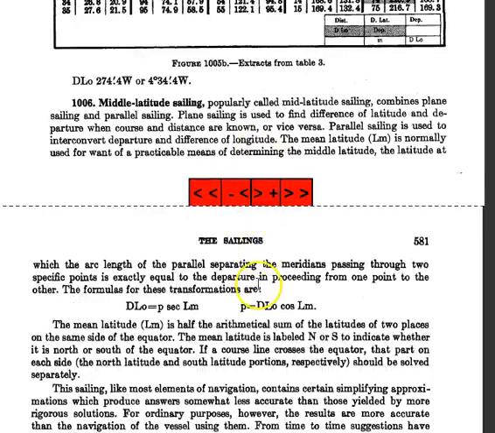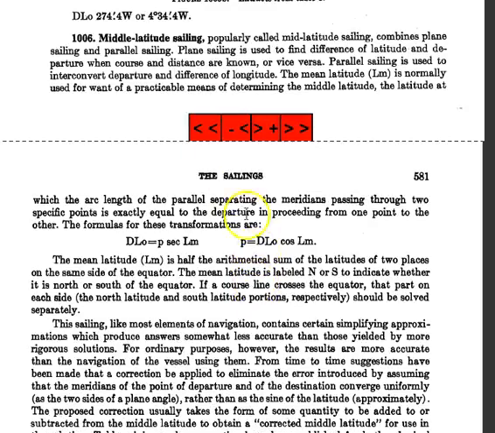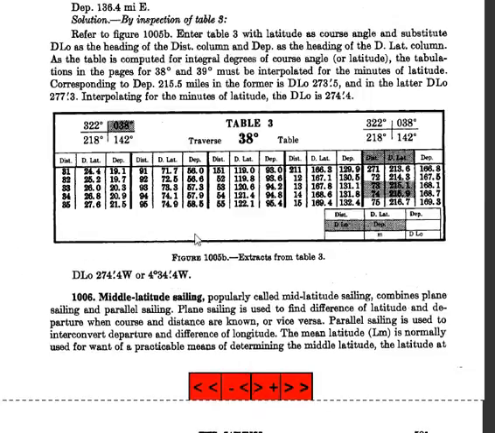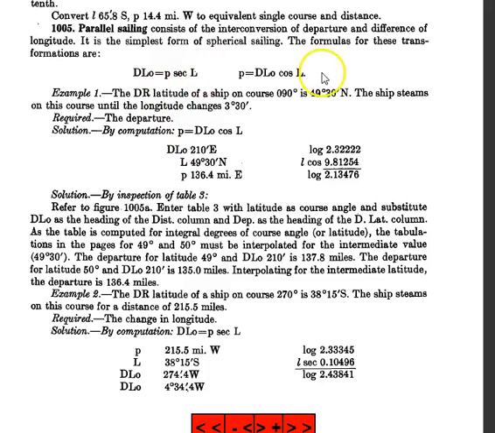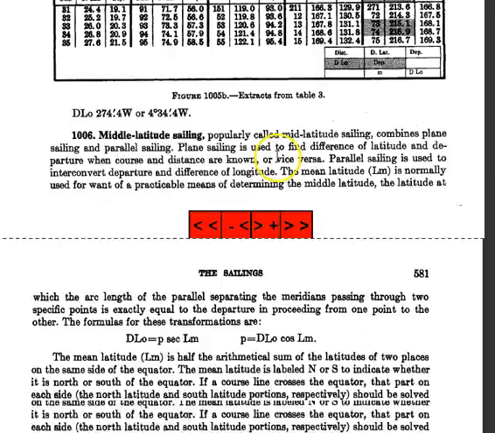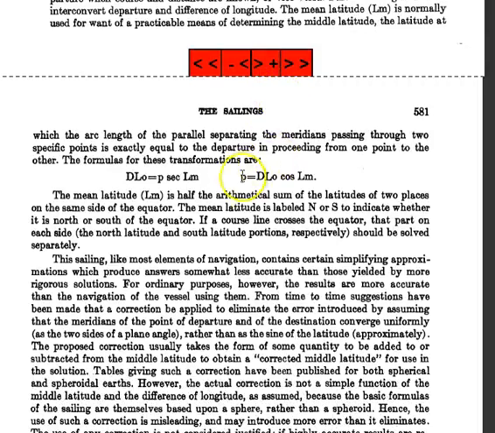The next sailing is mid-latitude sailing, okay? And that starts on page 580. Now, it turns out that mid-latitude sailing combines plane and parallel. So it's going to use the 3 formulas for plane, and it's going to use the formula from parallel. But see, this looks exactly like the parallel formula. The only thing is that now we've added this LM. So with parallel, okay, it was L. Now it's changed to LM, or the mid-latitude. So that's going to be something else we're going to have to calculate.